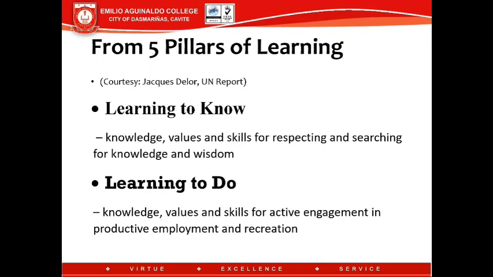The second pillar is learning to do, which is about knowledge, values, and skills for active engagement in productive employment and recreation. To be able to do active engagement, we should be an actor as well as a thinker. We have to understand and act on global and local sustainable development issues. We also have to acquire technical and professional training, then apply our learned knowledge in daily life so we could be able to act creatively and responsibly in one's environment.